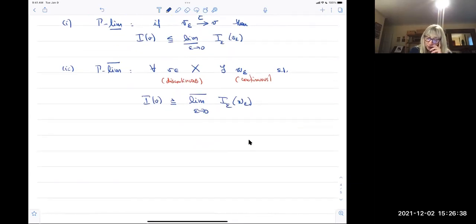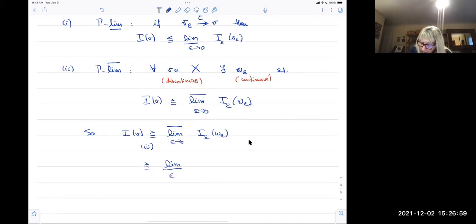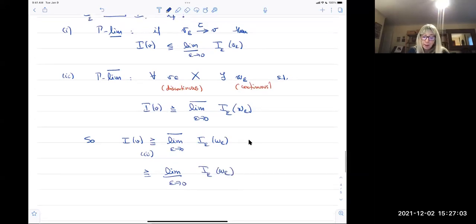So what am I saying here? I'm saying that I of V is bigger than or equal to the limsup of I epsilon of W epsilon. Well, that's property ii. But the limsup is always bigger than the liminf, so that's bigger than the liminf of I epsilon of W epsilon. Oh, but now I can use property i, right? So by property i, that's always bigger than or equal to I of V.